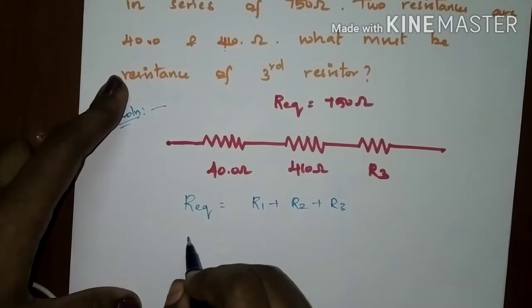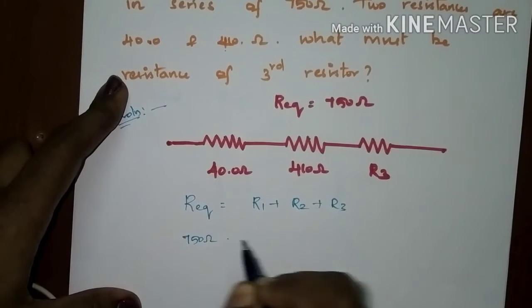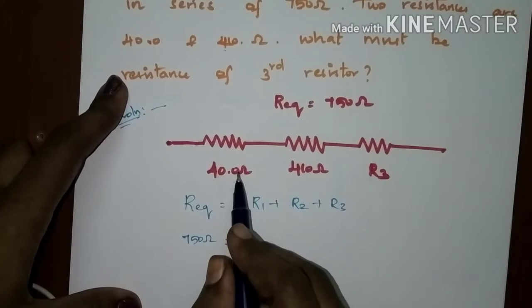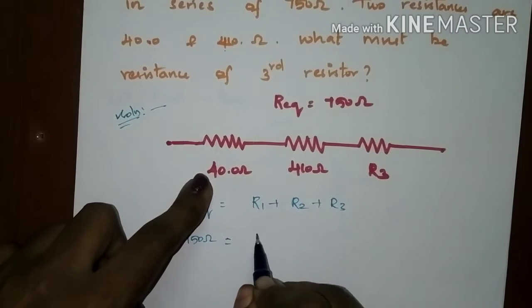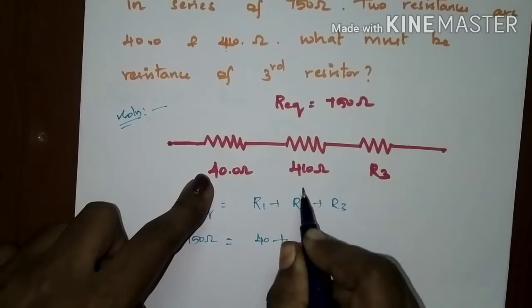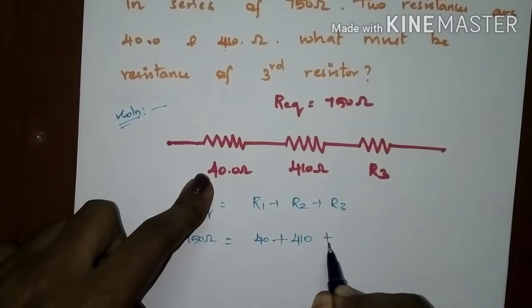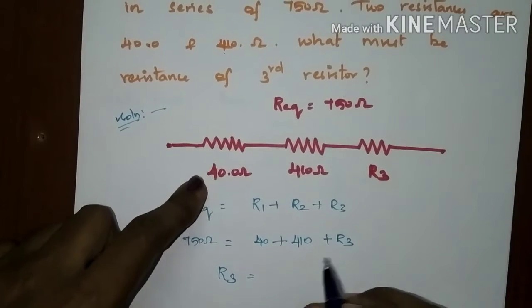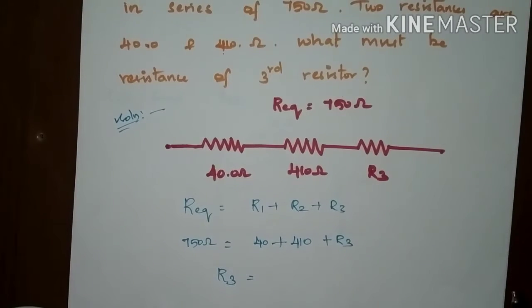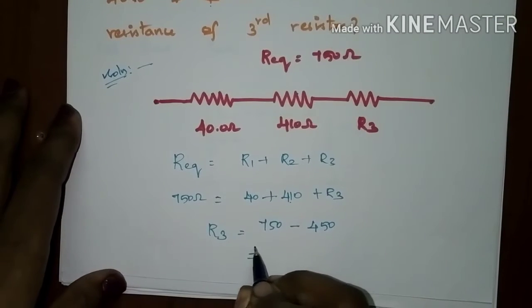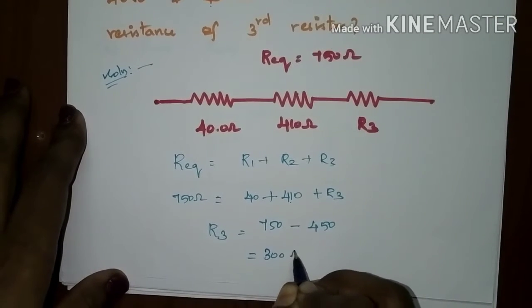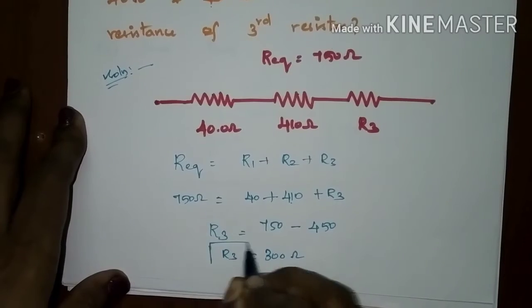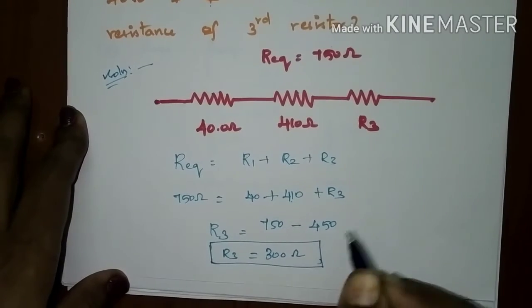Here they have given the equivalent resistance as 750 ohms and they have given R1 as 40 and R2 as 410, and they have asked for R3. By doing some arithmetic calculations, we will get the value of R3. So the value of R3 is 300. It's a simple problem, finding equivalent resistance in series connection.